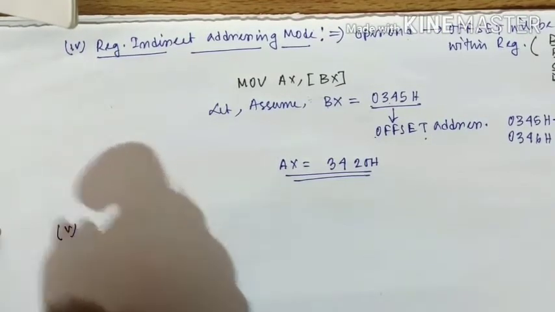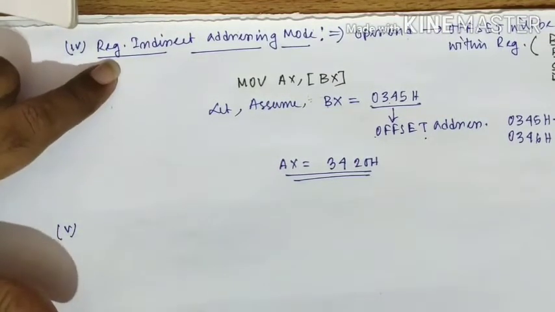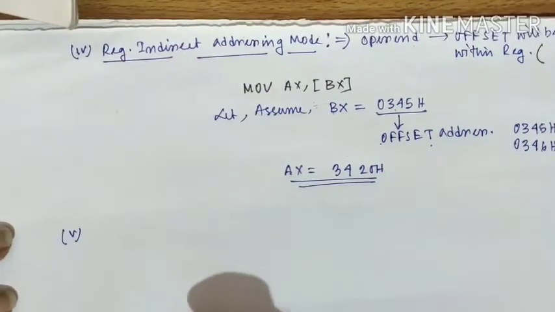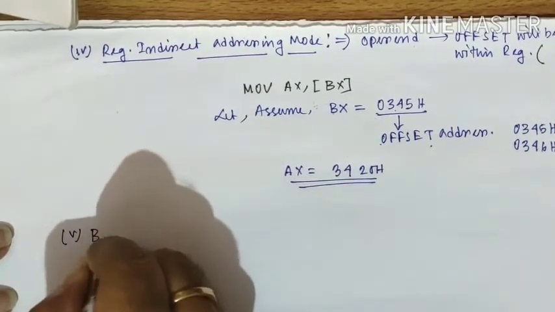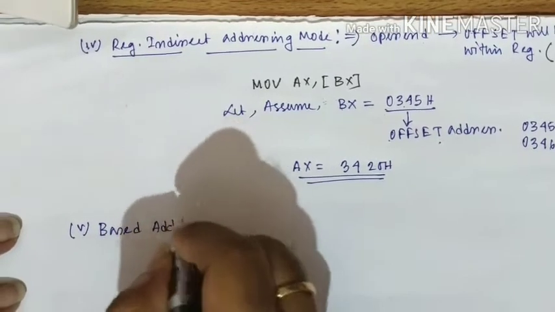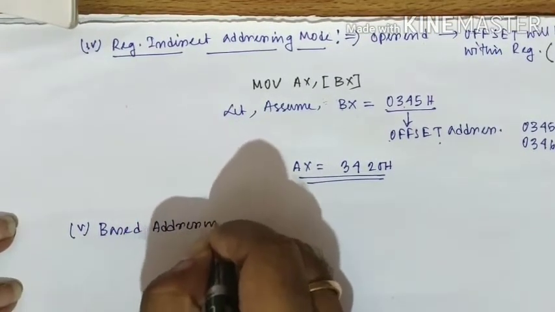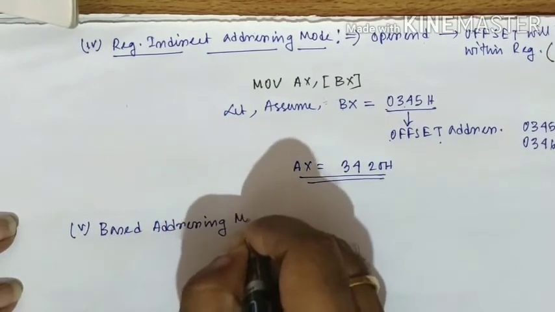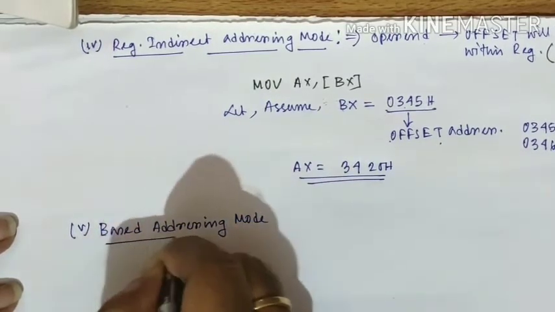Number 5, this is register indirect addressing mode. The next one is based addressing mode.